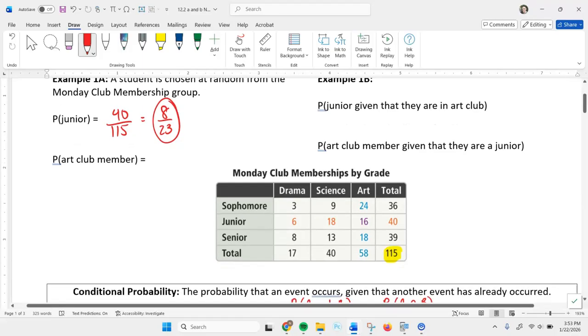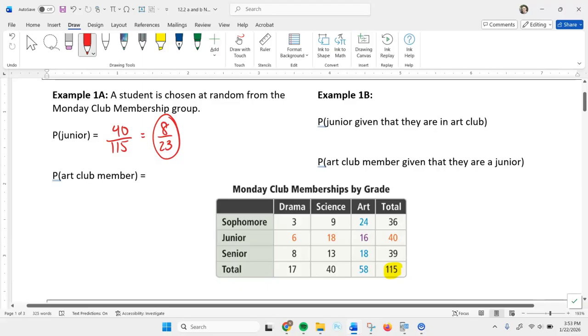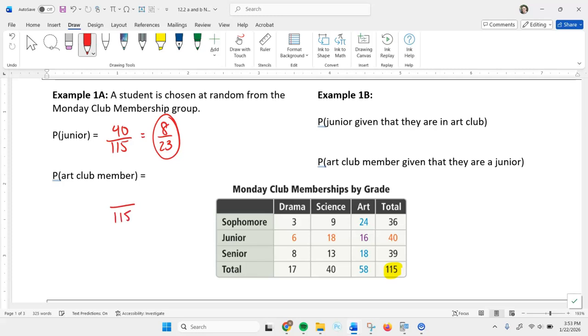So looking at the next one below it, what's the probability that they're an art club member? So again, this is not specifically segmenting any particular group. We're going to get to that in a second. But for right now, it's just focusing on, out of all the students, what's the probability that they are part of the art club? And so again, there are 115 students total. Out of those 115 students, 58 of them are in art club. That can't reduce, and so that would be our answer as a fraction.